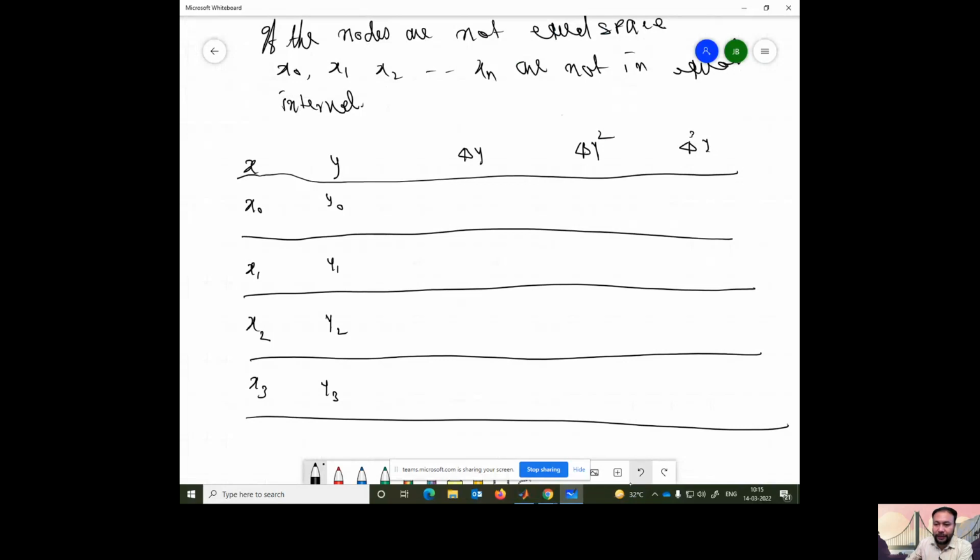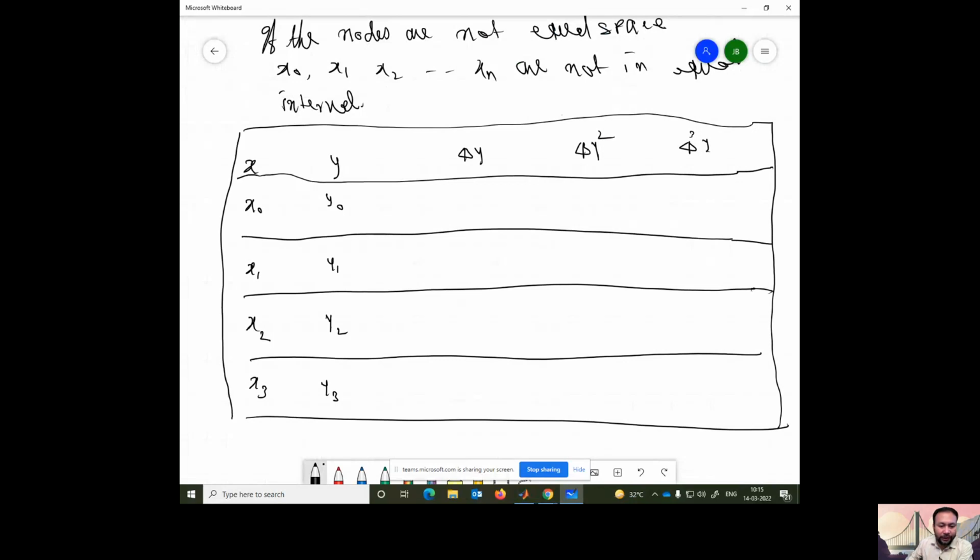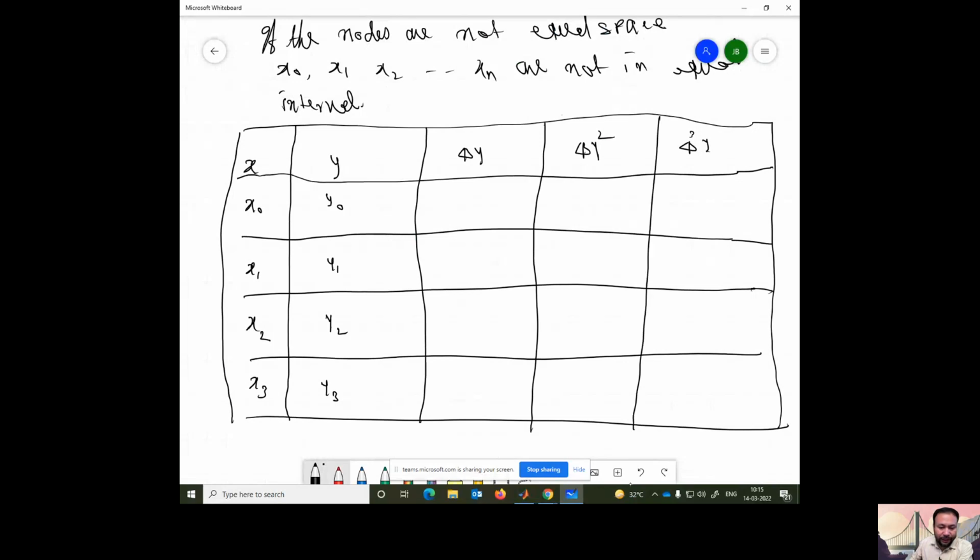So suppose this is the table we have constructed here. Be careful here. I know that this represents the row and this represents the column. Suppose the row represents i and the column represents k.